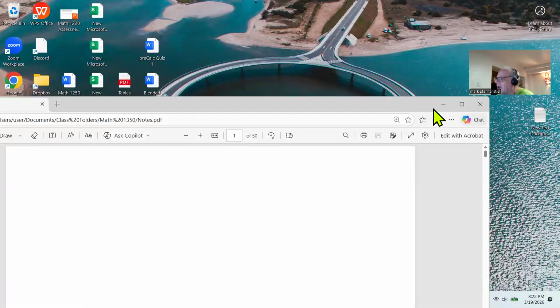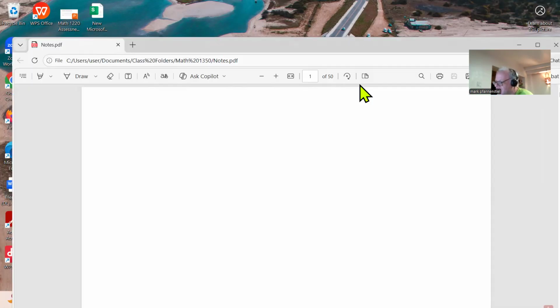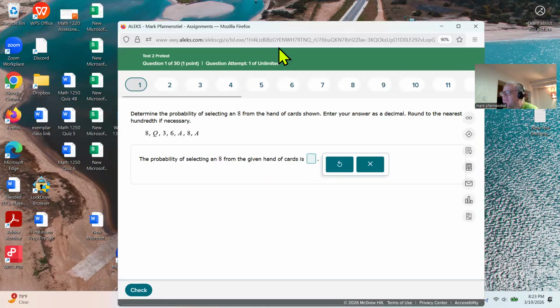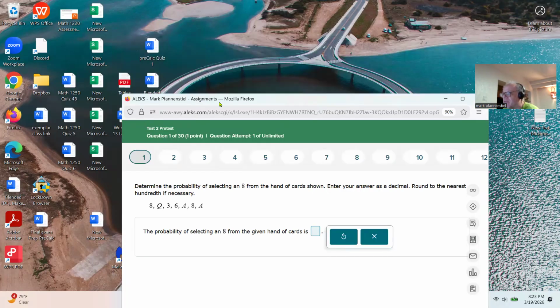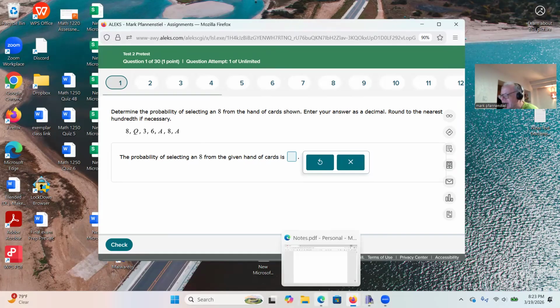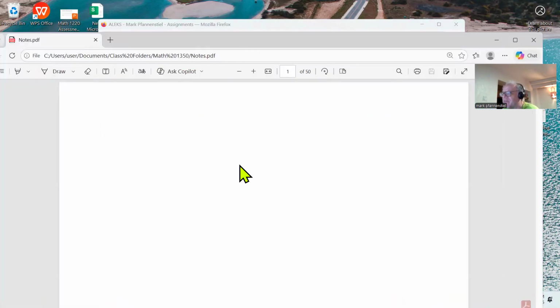So we're going to talk about the test two pretest here. What I have here is a bunch of paper, a bunch of stuff I can write on, and we have our pretest sitting right here. Now, if you don't mind, I'm going to go ahead and write down some of this stuff on my paper because my vision currently stinks. So it's hard for me to see what's going on here.